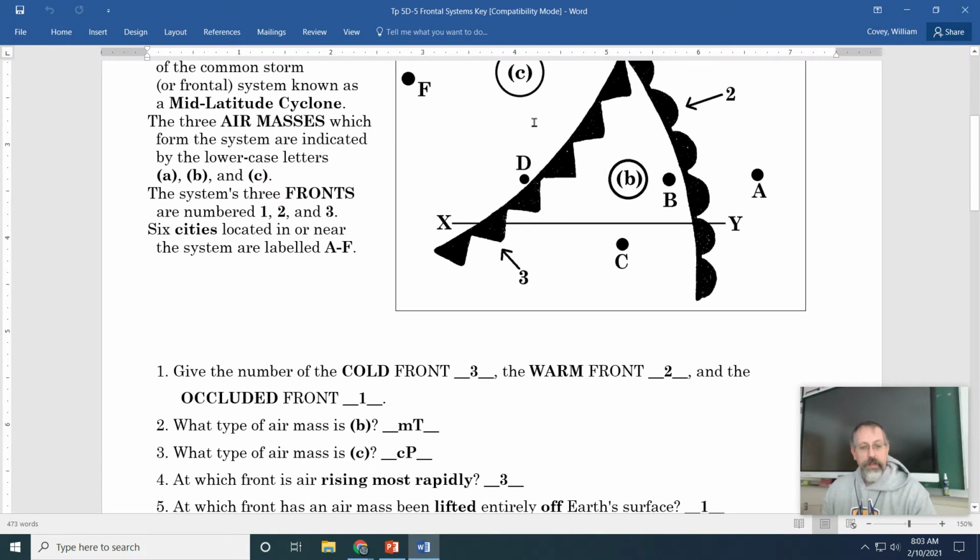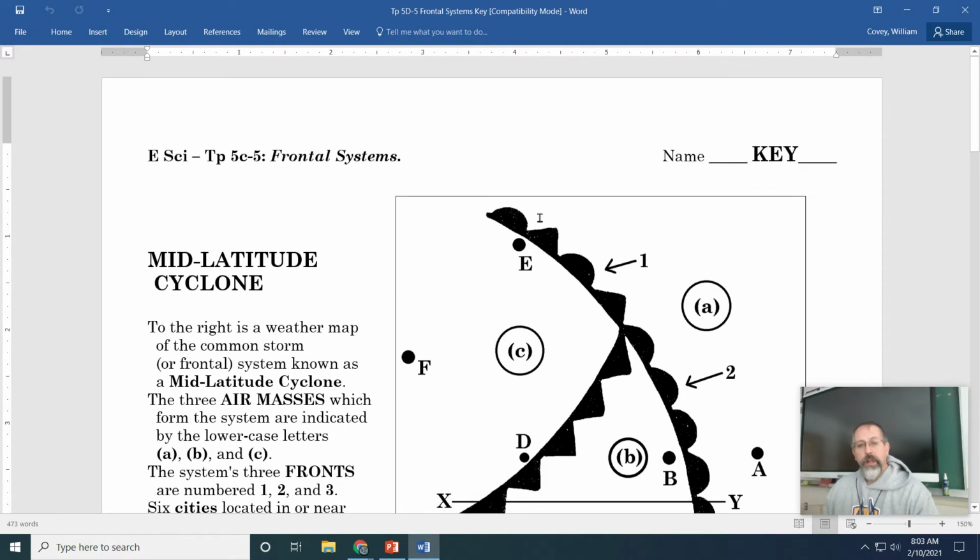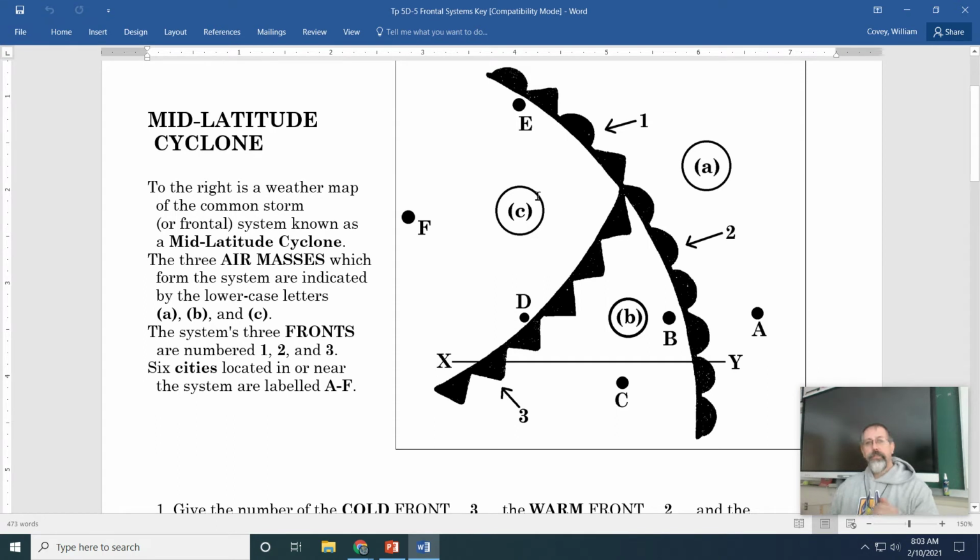Which front has an air mass been lifted entirely off the surface? All right, so lifted entirely off the surface. That's the one where you have the cold front running into a warm front, and the warm air in the middle gets pinched off completely. It's going to happen here eventually. So cold front runs over warm front. Well, it's actually happening right there. It has happened along this line. That's an occluded front, where the warm air gets totally picked off the ground. So it's going to be along front 1 for number 5.